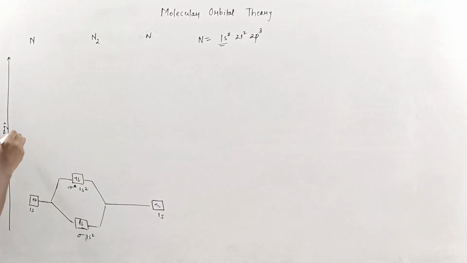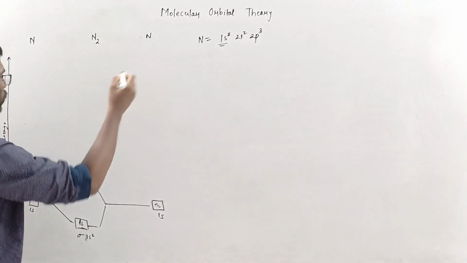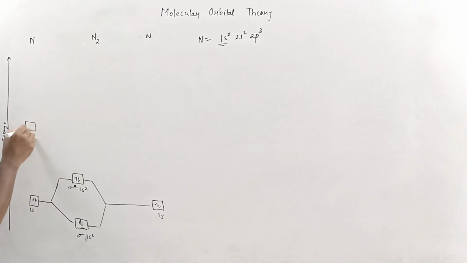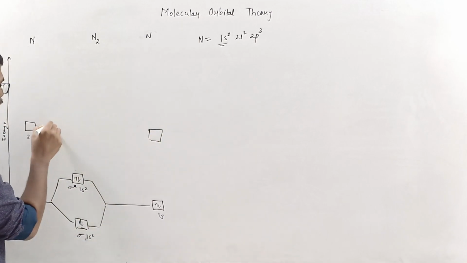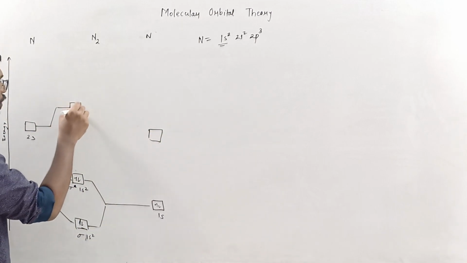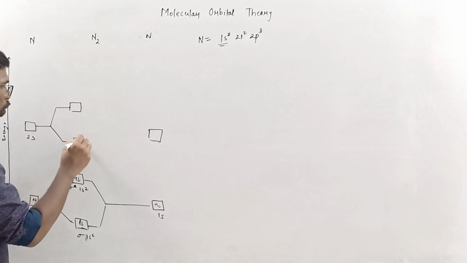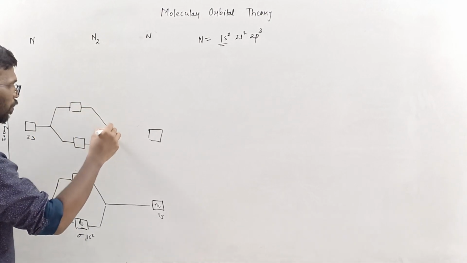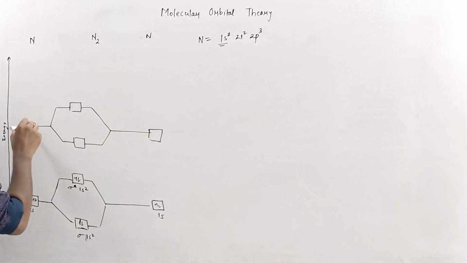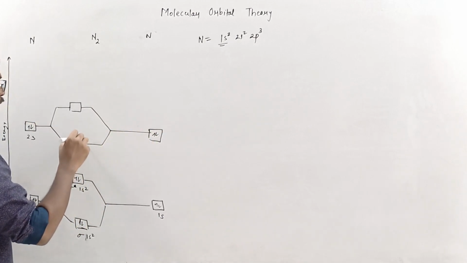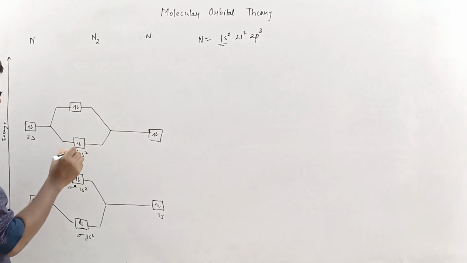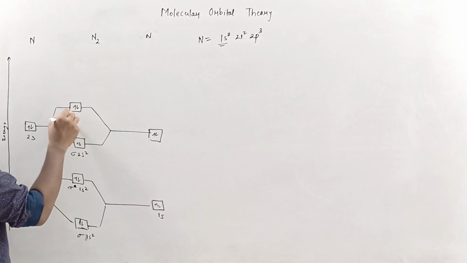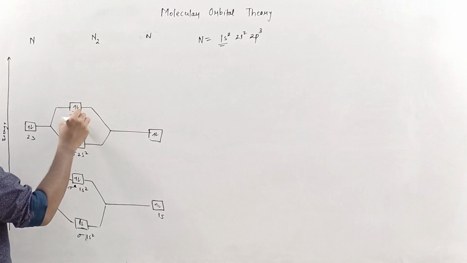Now there will be 2s2 also, right? There is a 2s2. So this is the 2s orbital, and the other side is another nitrogen's 2s orbital. They will combine to form the same. So there are 2 electrons here, 2 electrons here, 2 electrons here, 2 electrons there. So this is what? Sigma 2s2, right? I will write sigma 2s2. This is sigma star 2s2.